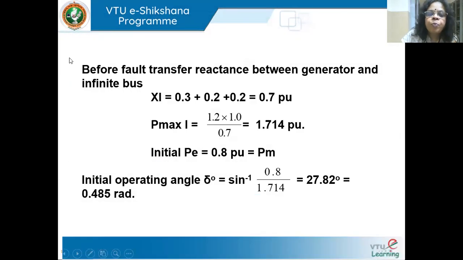What's the data? Before the fault, I have the generator and the infinite bus. What are all the reactances between them? The generator transient reactance is 0.3. I have the transformer. Let me just take this.